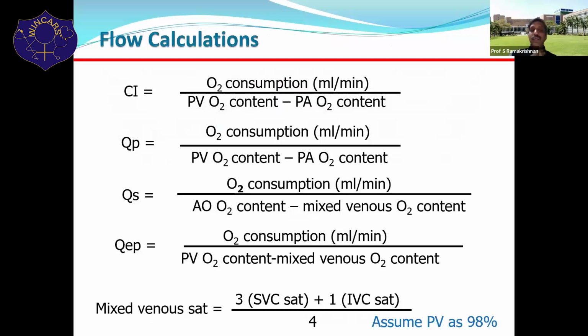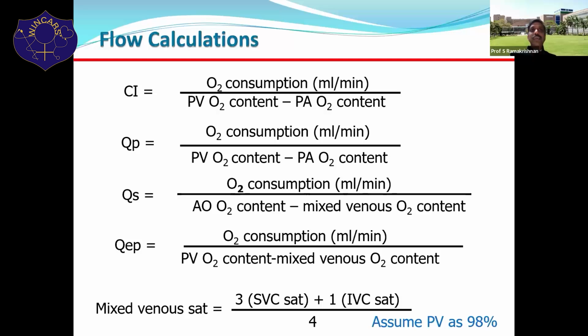The QS is generally aorta minus mixed venous. Like the aorta is what is supplying, and mixed venous is what is coming back from the system. So this is the systemic output. QP is pulmonary vein minus pulmonary artery. So this is how we calculate various things. One important thing is QEP. Q is always, in any physics, the flow. So QP means the pulmonary flow, QS means the systemic flow, and QEP is a conceptual understanding that all of you should have.